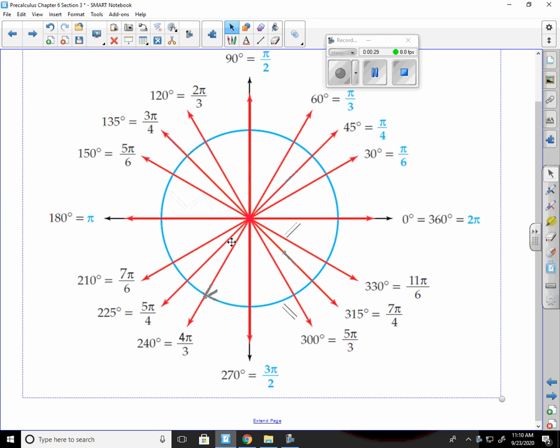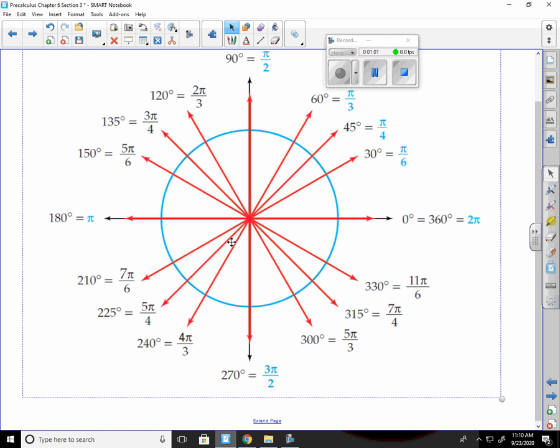Nice thing about the unit circle is it gives us a lot of common measurements. So going from 30 degrees to pi over 6, 45 to pi over 4, 60 to pi over 3. You guys probably don't know, but I'm not looking at the screen right now. 90 turns into pi over 2. 120 is 2 pi over 3. 135 is 3 pi over 4. 150 is 5 pi over 6. 180 is 2 pi. I'm sorry, 180 is pi. Now you know I really wasn't looking at the screen.